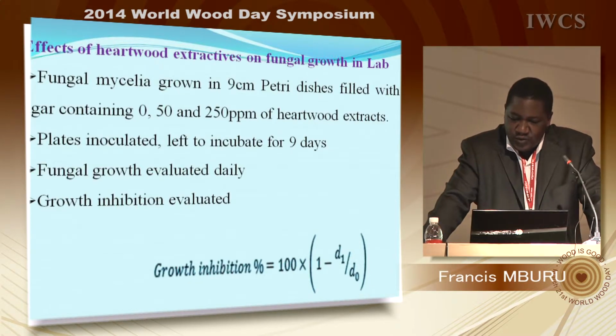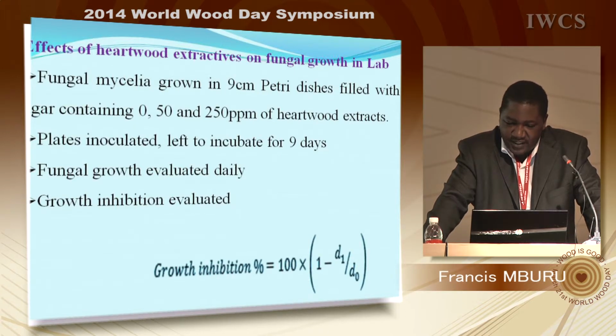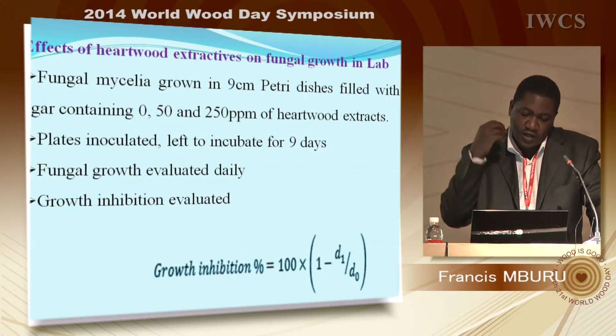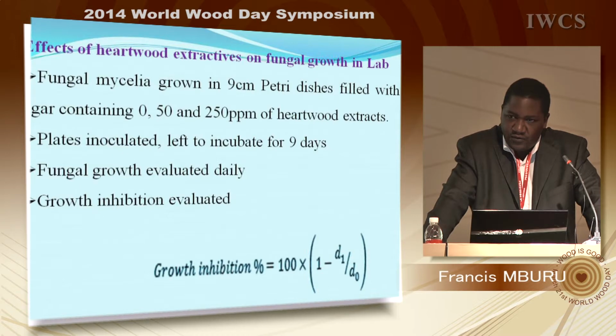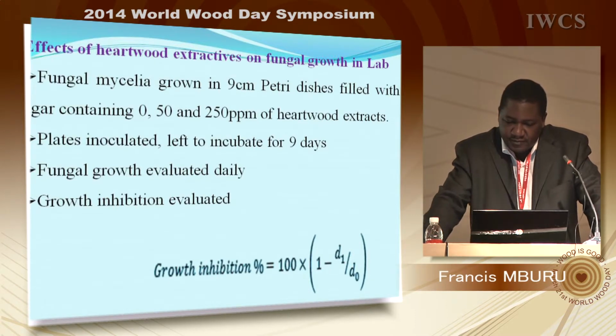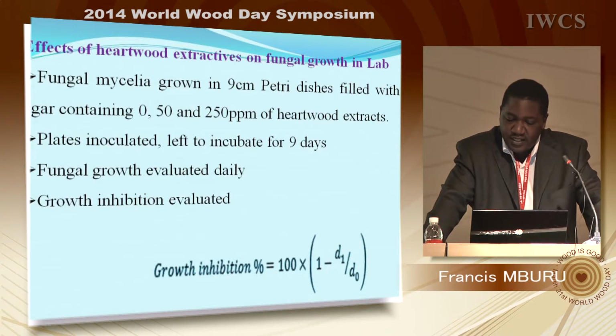In the lab, petri dishes were used. These are 9-centimeter petri dishes that were filled with mud agar and injected with different concentrations of wood extractives, from 0, which is the control, to 250 ppm, to test the effectiveness of extractives against the fungi. Then the inoculation was done and incubated for 9 days. Evaluation was done and inhibition was calculated by use of that formula to see the effect of extractives on the growth of the fungi.